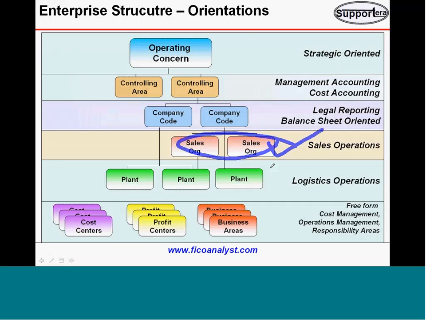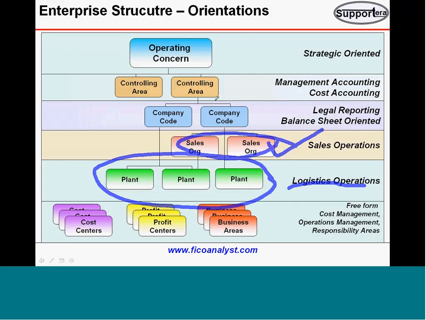But that is more sales oriented. In the same way, I did not represent everything here, but it gives you an idea of how the enterprise structure is. For example, logistics operations, which means procurement of materials, production of products, and selling of those. All that is logistics, right? So for logistics, the central piece is the plant itself.